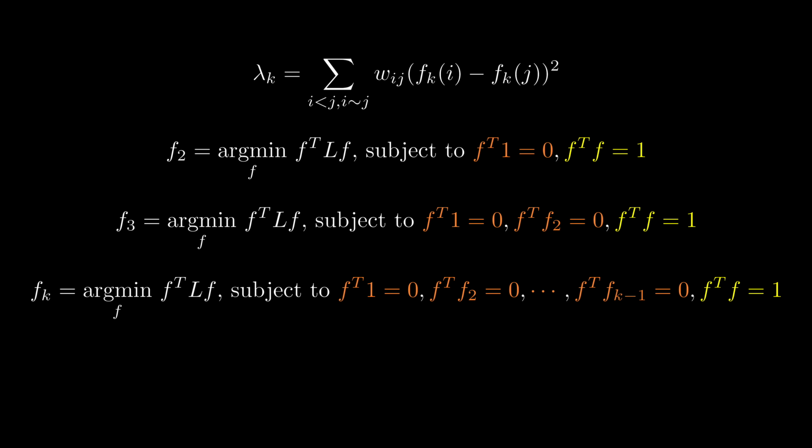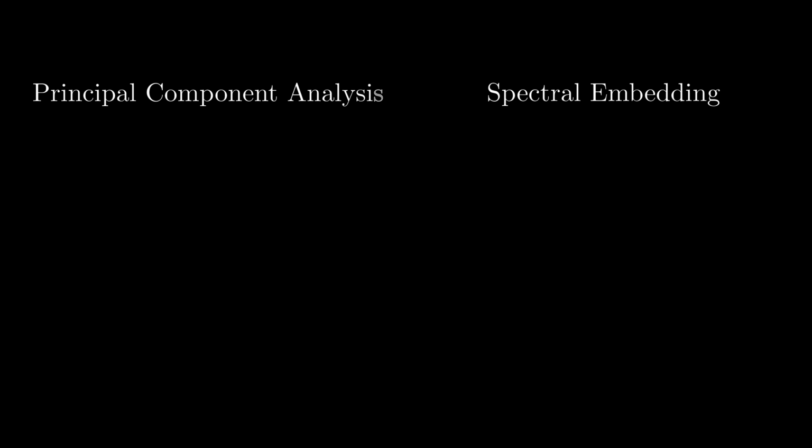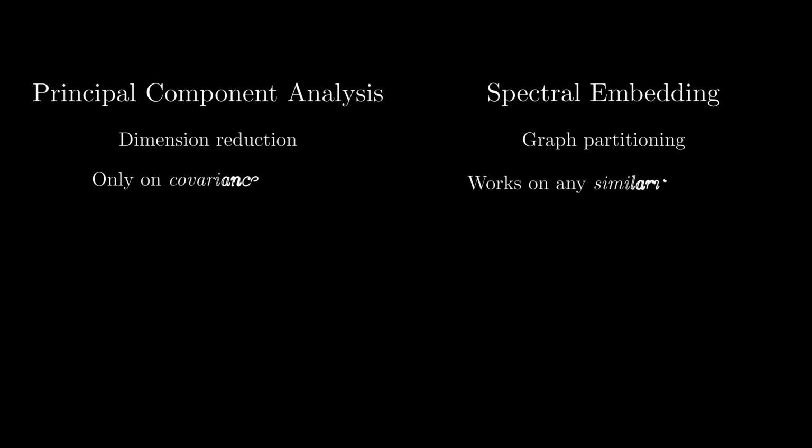Back to the searching of eigenvectors. The process does look like principal component analysis, but in the context of spectral graph theory, this process has a new name, spectral embedding. The motivation of PCA and spectral embeddings are different. PCA is designed to perform dimension reduction, and as we saw earlier, spectral embedding can perform graph partitioning. And in principle, PCA can only work on covariance matrix, while spectral embedding can work on any similarity matrix, including the adjacency matrix and the Laplacian matrix.